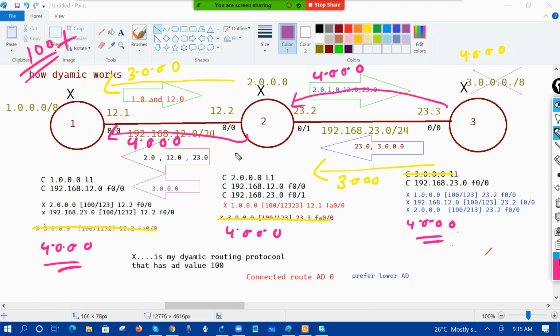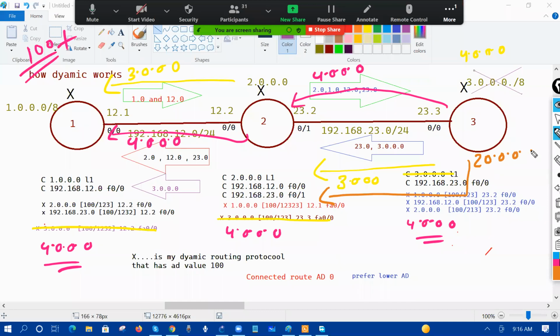So take for example, if R3 is going to add one route, maybe 20.0, what happened? In some routing protocol, I'm not going to tell the name right now, I'm just telling you the difference. It's not that every routing protocol behaves the same, but dynamic works like that. Here my agenda is to explain the term dynamic, not the dynamic routing protocol, just how dynamic is working.